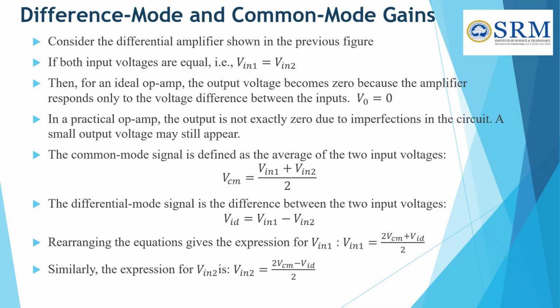So the common mode signal is defined as the average of the two input signals, that is VCM equal to (Vin1 plus Vin2) by 2, and the differential mode signal is VID equal to Vin1 minus Vin2. So by rearranging the equations, we can get Vin1 equal to VCM plus VID by 2. Similarly, we can derive the expression for Vin2, that is VCM minus VID by 2.